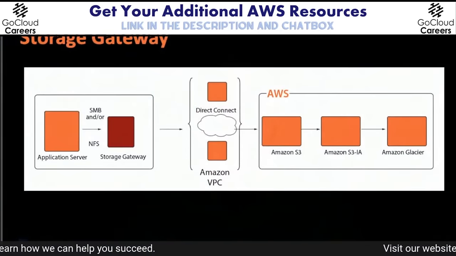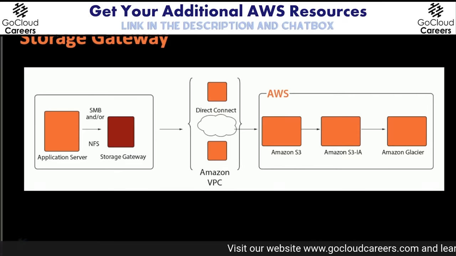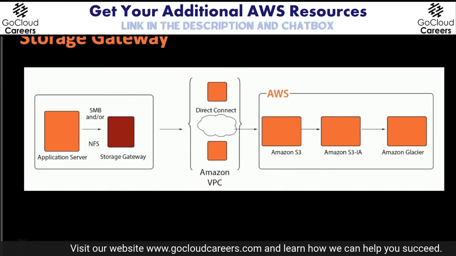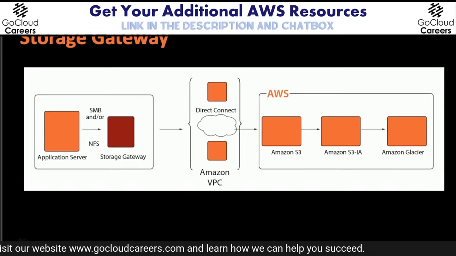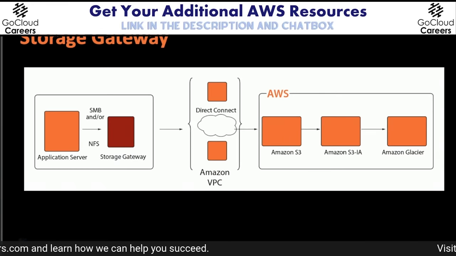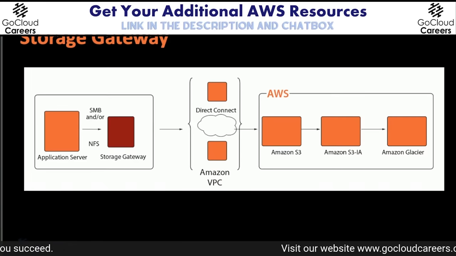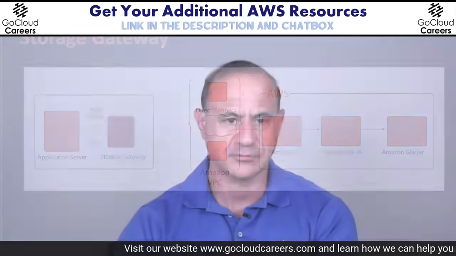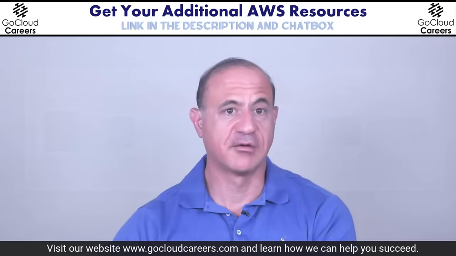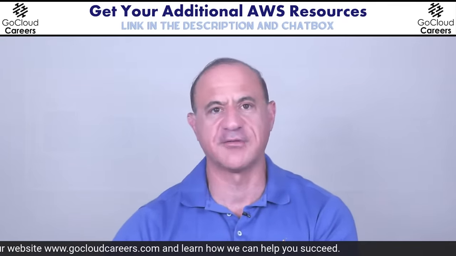What does it look like architecturally? Very, very similar. We've got, let's say, our servers and our storage gateway. As you can see, we mount our servers to the storage gateway. Now we've got a direct connection or a VPN to the cloud. The storage gateway will take that information and it will move it over to AWS S3 for us. That is how a traditional storage gateway works, a file gateway.